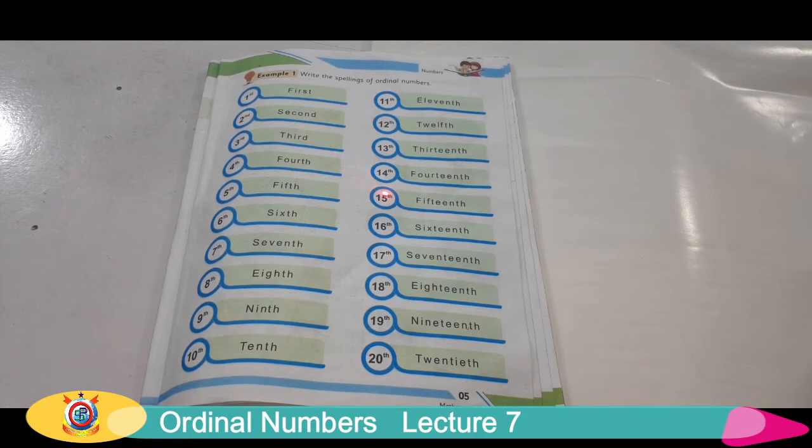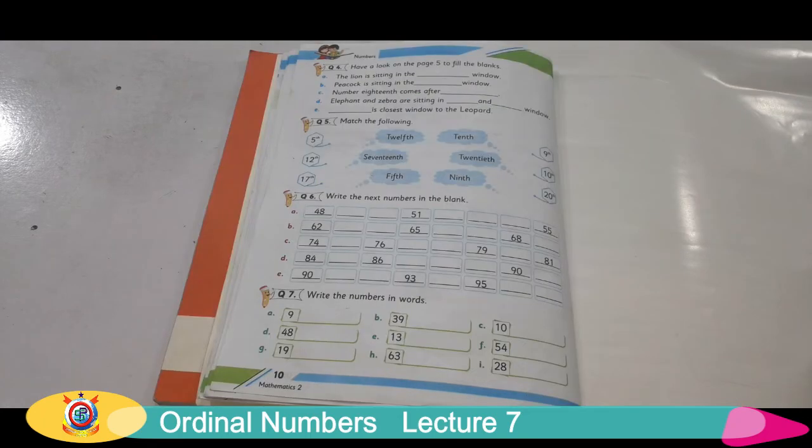Students, look, page 5. On page 5, there are spellings of ordinal numbers. These spellings will help you to solve question 4. Now look at question 4 on page 10.